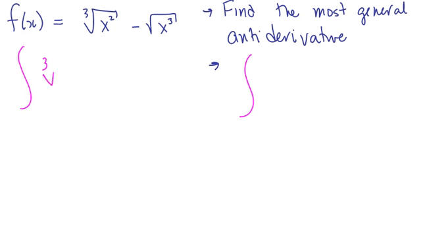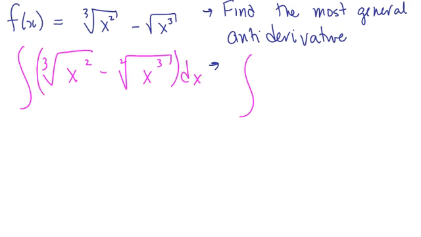This would be the antiderivative of x squared minus the square root of x cubed, and I need to indicate what variable I am going to use when I'm doing that antiderivative, and it is dx. So we write that little dx. The way I'm going to do this is use the general power rule in reverse.